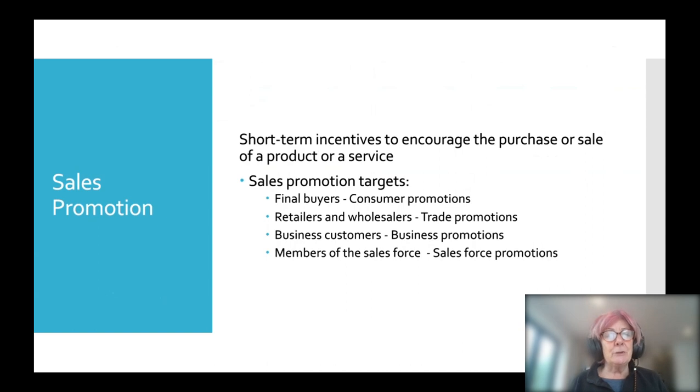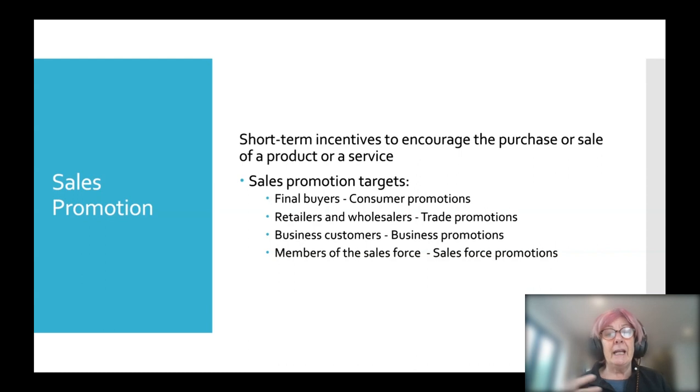When it comes to sales promotions, these can be aimed at business customers, but equally these can be aimed at individual consumers. And a sales promotion, the key thing about it is it's short term. It isn't something that lasts for a long time generally. It's a short term incentive to encourage the purchase of a product or service there and then. It might be used to hit sales promotion targets.